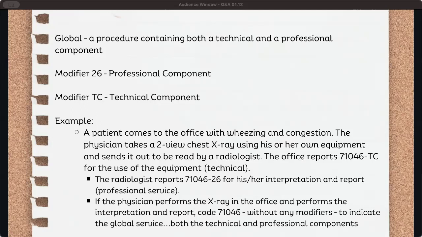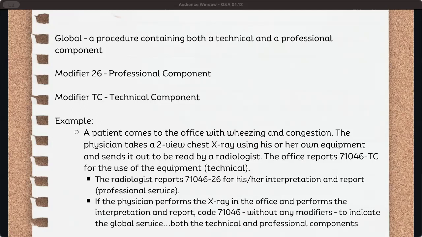Your professional component is going to be when the provider actually reads the image or whatever the result is, and they are typically used in radiology. So that's where you're going to see them the most. That's what I'm going to use as my example.